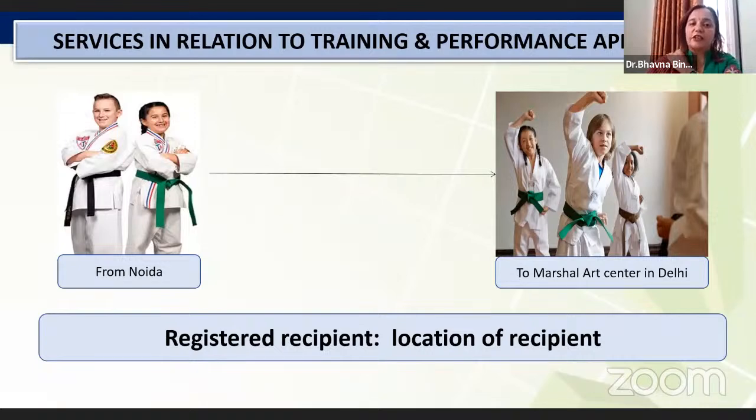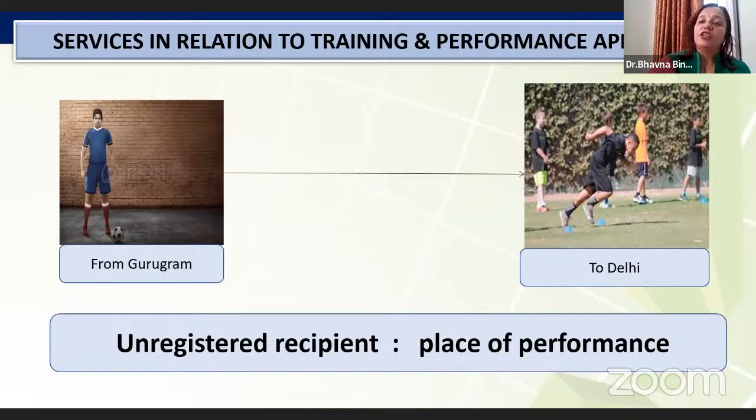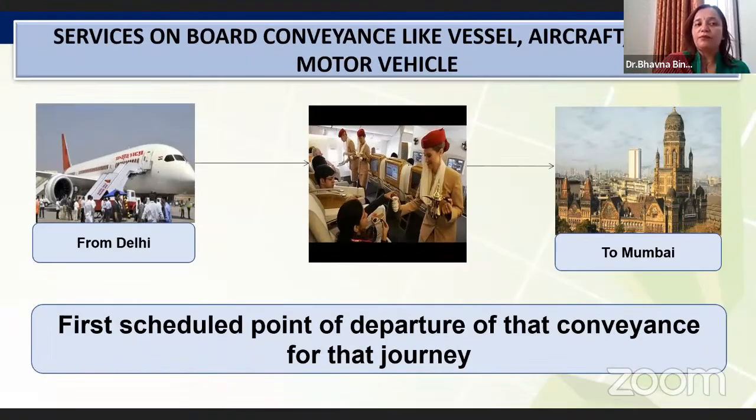If the services are related to training and performance appraisal, say for example, I have been appointed to give the soft skill services to any of the company in Delhi. Now, if the company is the registered one, then the location of the company would be the place of supply. If the company is an unregistered one, जहाँ पे भी वो services provide की जाएंगी, that would be the place of performance would be the place of supply.